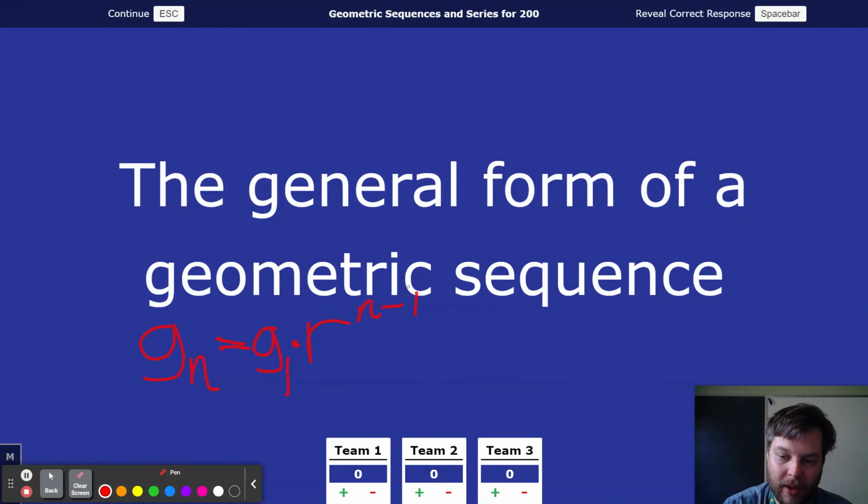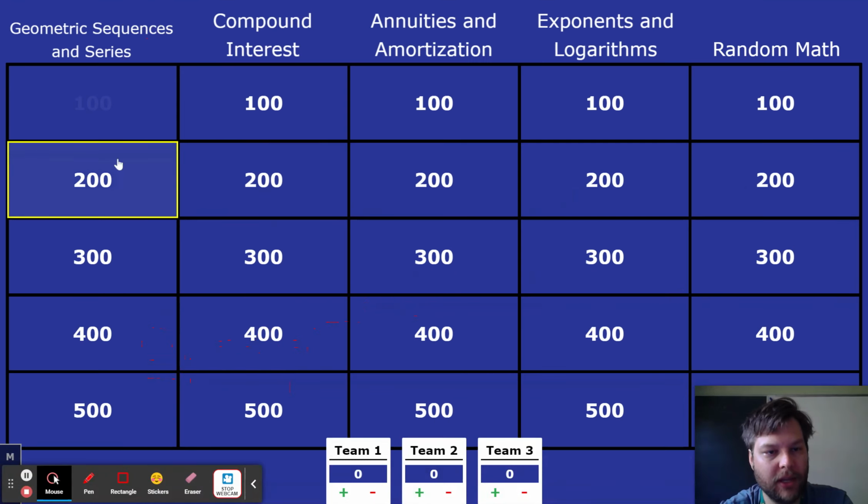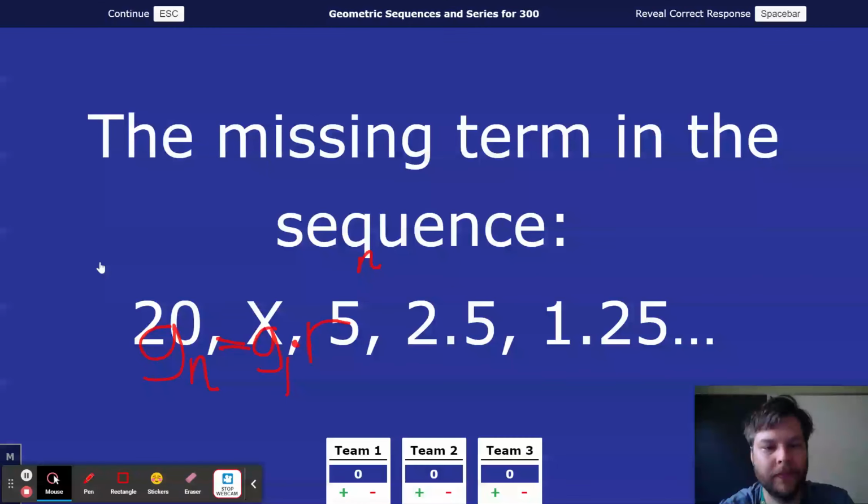One way to think about it is the first term has 0 multiplications. It takes 1 multiplication to get to the second term. It takes 2 multiplications to get to the third term. It always takes 1 fewer multiplication to get to term number n. So that's what we mean by general form. It's a formula that gets you to term number n.